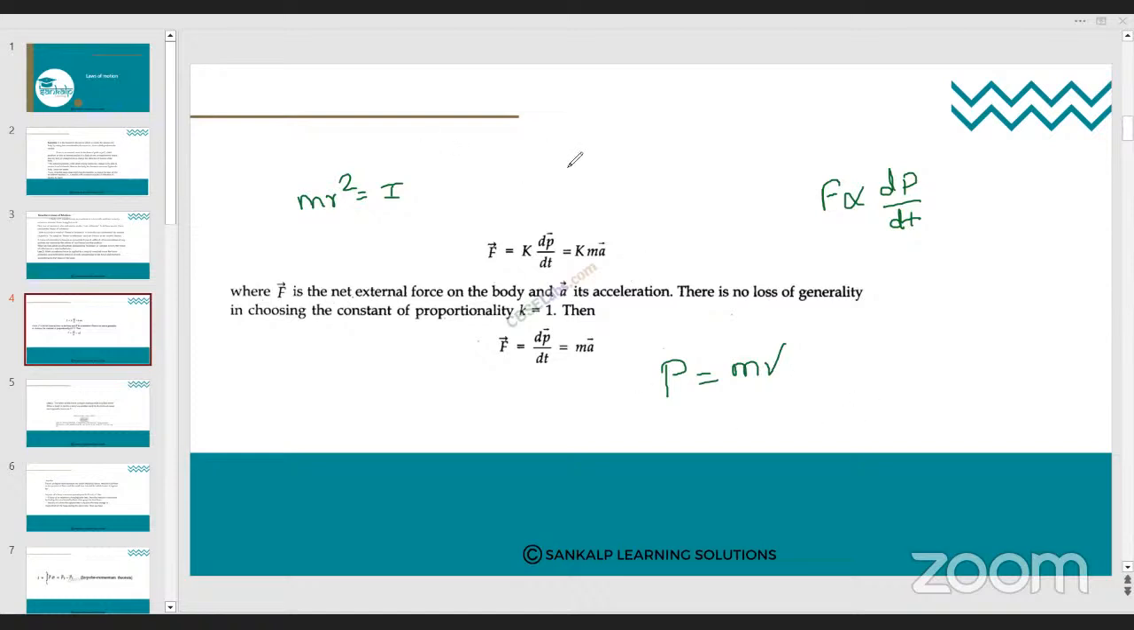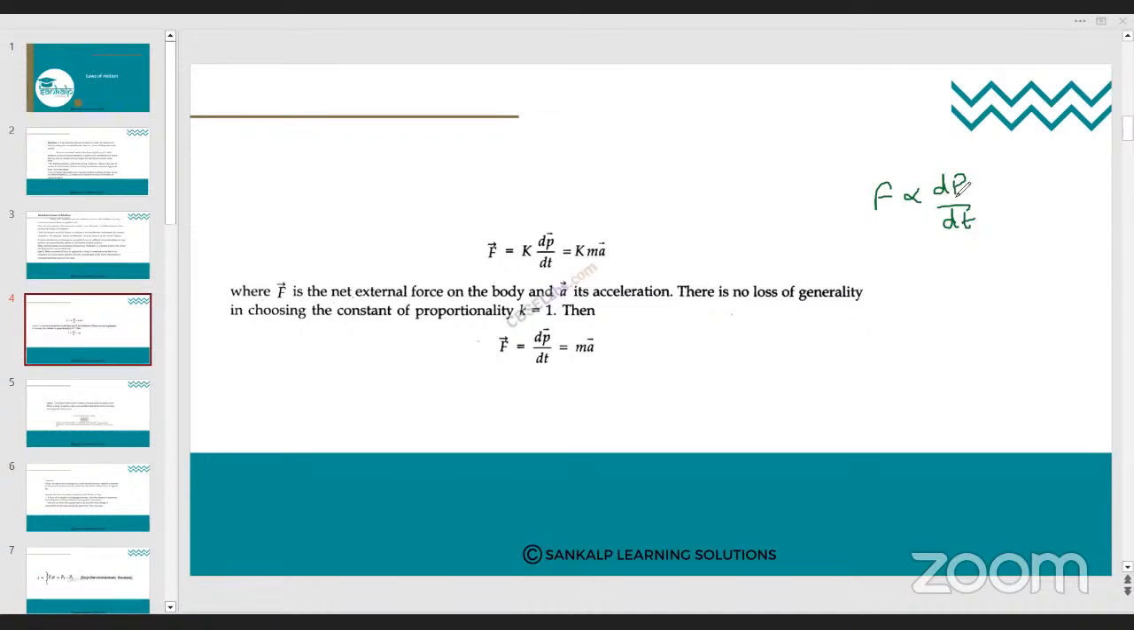So mass into velocity is nothing but momentum. The product of mass and velocity is called momentum. Now see the unit: mass is expressed in kg, velocity in meter per second. Therefore the unit of momentum is kg meter per second. So what we were defining is F is proportional to dp divided by dt, that is, the rate of change of momentum.